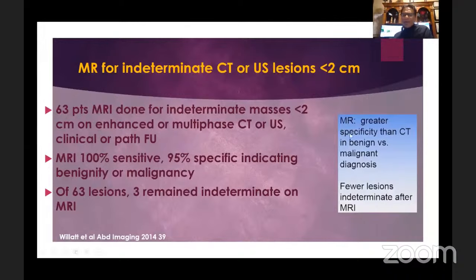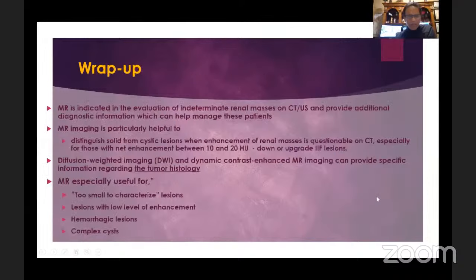So the MR take-home message is that MR is great, has greater specificity than CT in distinguishing benign versus malignant diagnosis, and fewer lesions remain indeterminate after MRI. Wrapping up, MRI is indicated in evaluation of indeterminate renal masses on CT and ultrasound and provides additional diagnostic information which can be helpful in diagnosing and managing these patients.